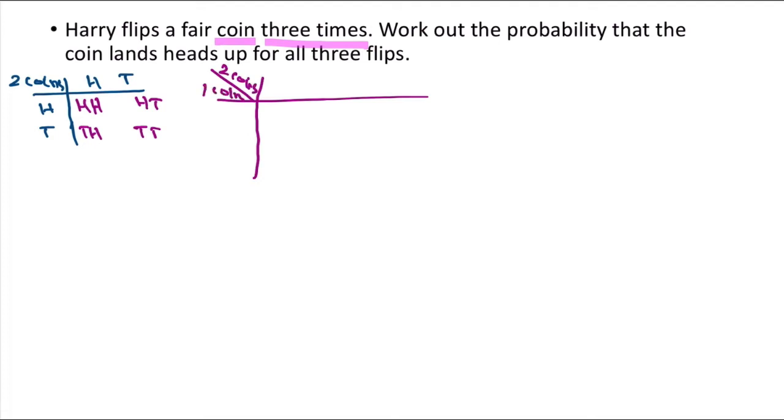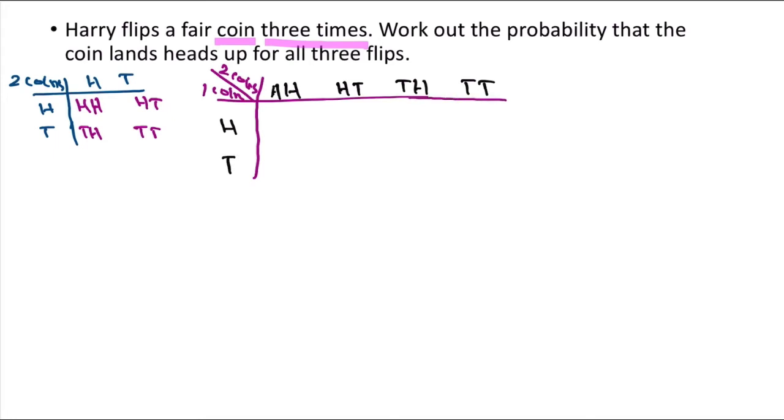Now the possible outcomes of the 2 coins are head, head. Then we have got head, tail. Then tail, head and tail, tail. And on the 1 coin, the possible outcomes are head and tail only. Now we're going to fill in this sample space.